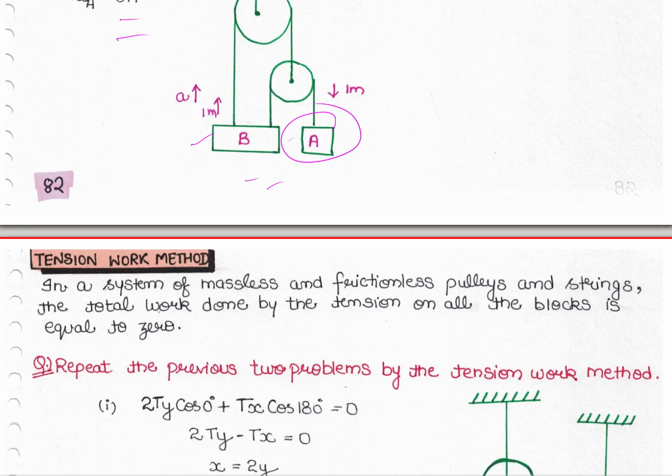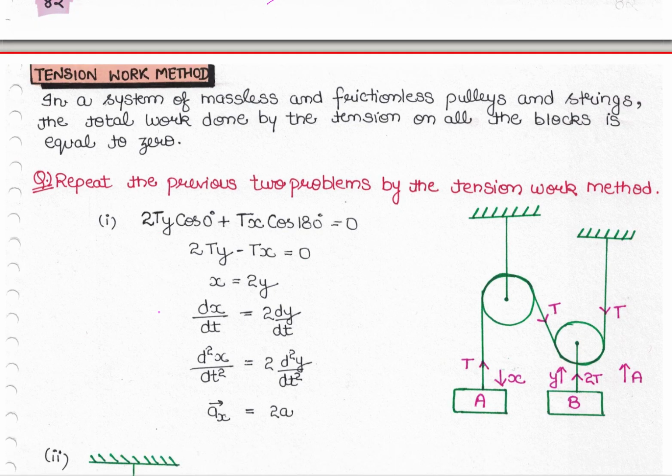Okay, now the tension work method. So what is the tension work method? In a system of massless and frictionless pulleys and strings, the total work done by the tension on all the blocks is equal to 0. So if you take an example, that is, repeat the previous two problems by the tension work method.